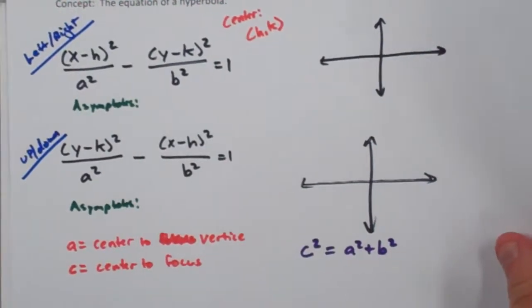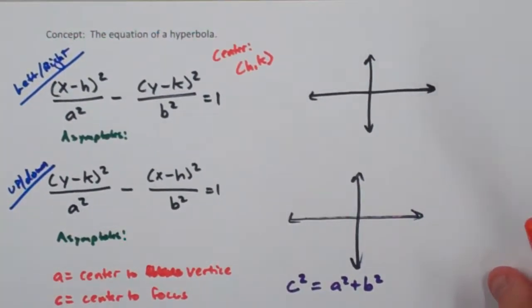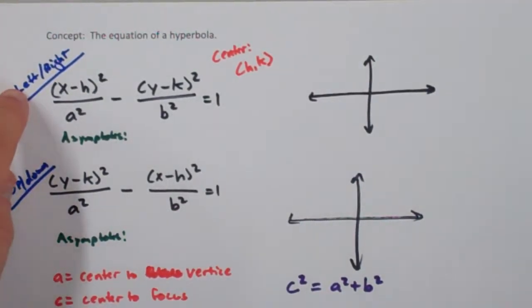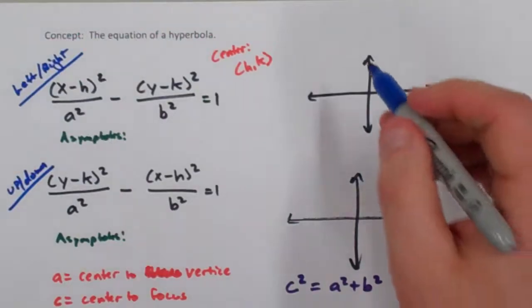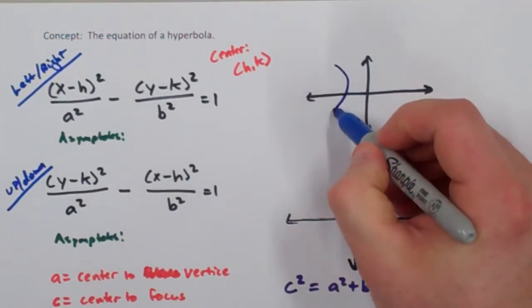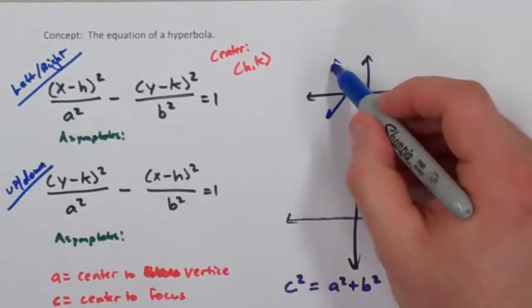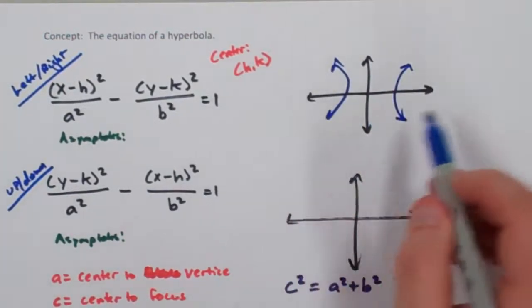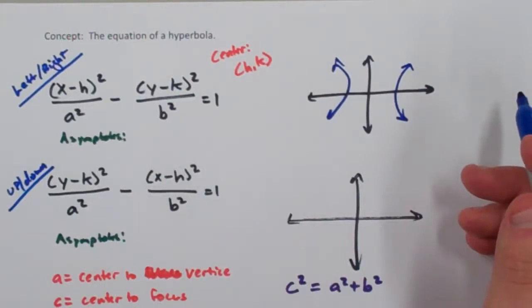So let's take a look at this first one together. First of all, it opens left and right. So what we can do is maybe just kind of draw this real quick. It's going to look something like this. Now, we don't know where the center is. It's just h and k and everything else, but it totally will open left and right.